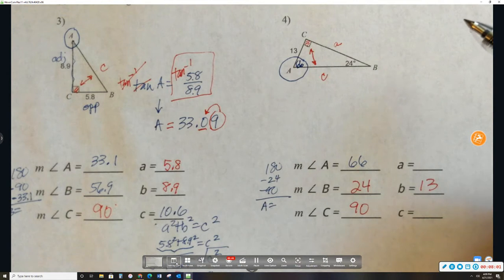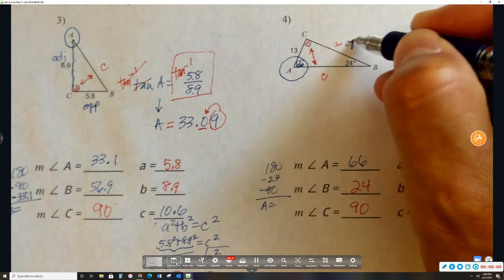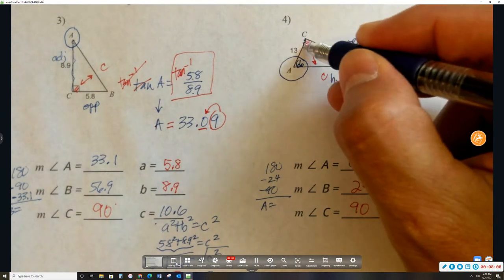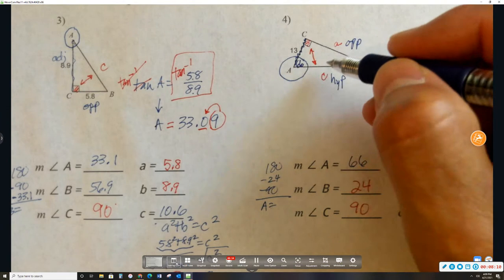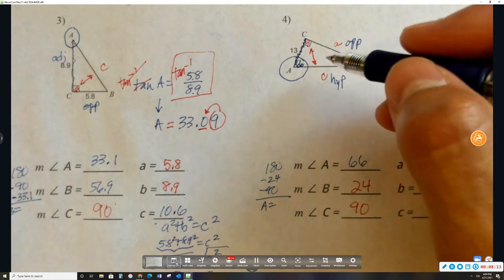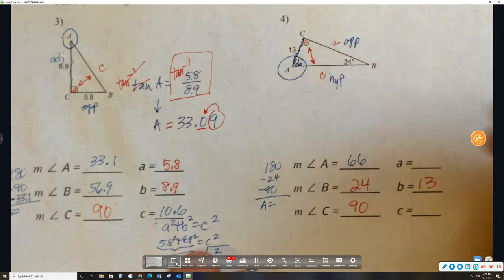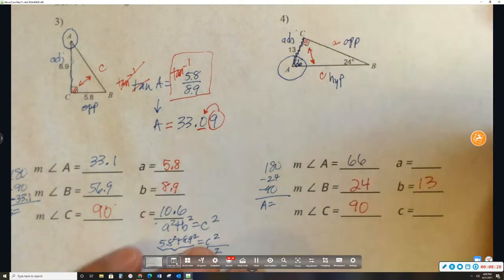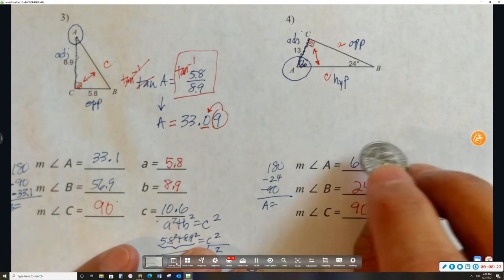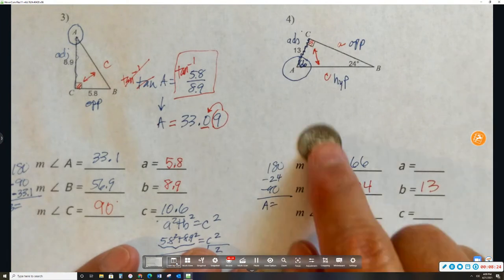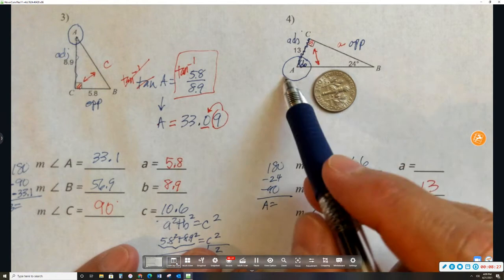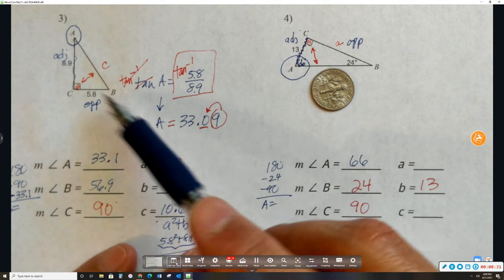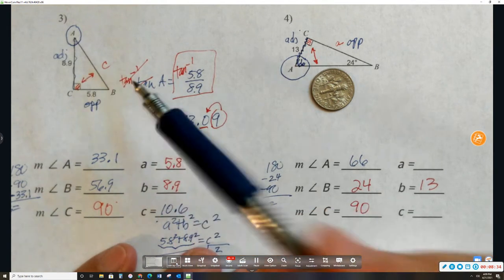Okay. And since A is 66, I know this side is the opposite side. This side is the hypotenuse. And the 13 is the adjacent side because that touches A. It's adjacent to angle A. So let me go ahead and write adjacent. And then between A and C, let's go ahead and find A first. A is opposite over adjacent. We just went over that one. That's tangent, right? Opposite and adjacent is tangent.